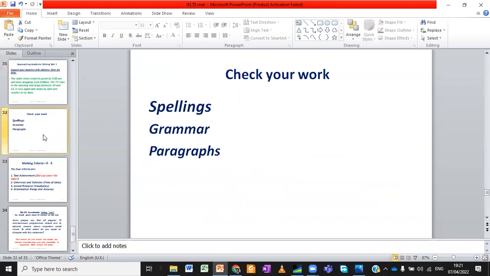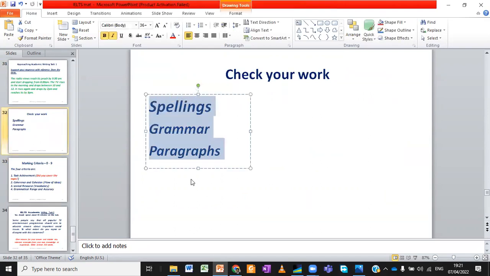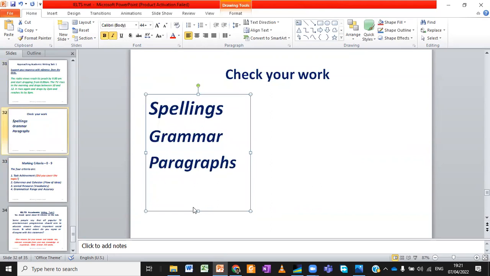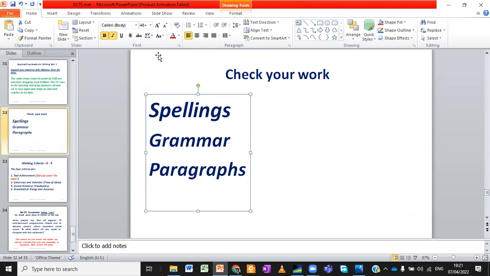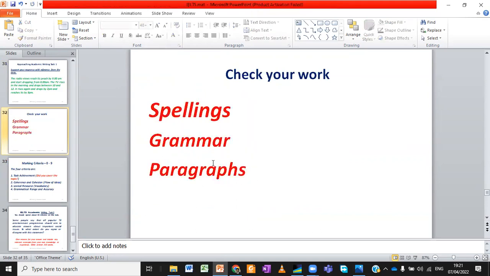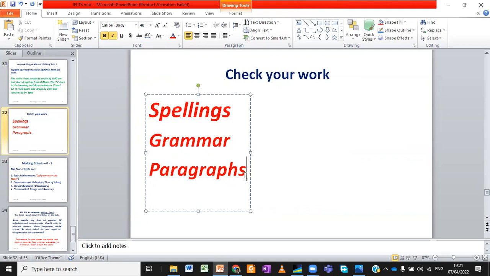Now, when you are done writing, IELTS frowns at this. The examiners actually frown at this. So make sure you get your spellings correctly. Okay, make sure you get your grammar correctly too. Just use simple and correct English, and make sure you sequence correctly. Organize your ideas in paragraphs.